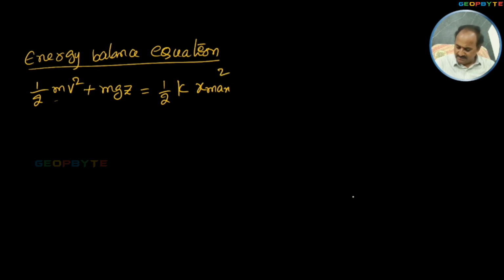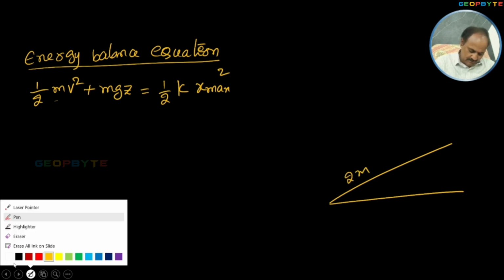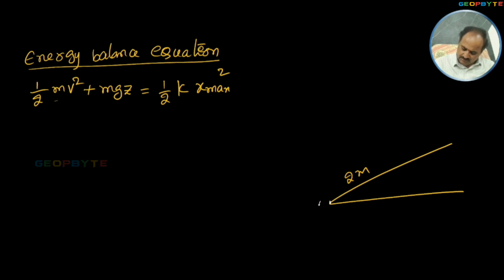That x max I can decide like this. It is clearly given that the spring is compressed by 2 meters. Let this one A be 2 meters, that is the spring compression. This angle is given as 30 degrees. Then this is the Z value.